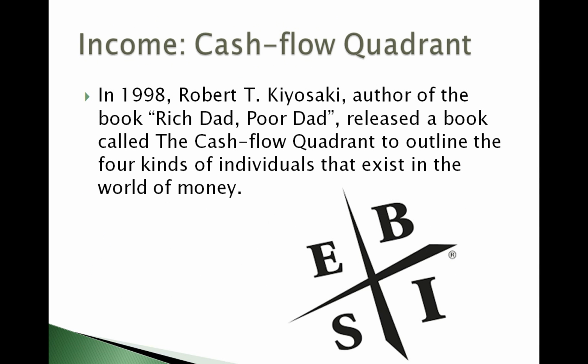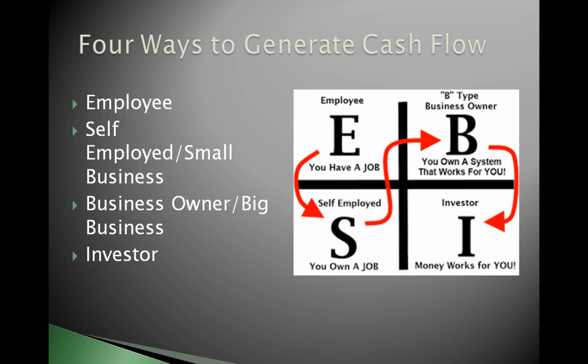Moving on, I actually want to introduce something that I got from Robert Kiyosaki in the Cash Flow Quadrant. So in 1998, Robert Kiyosaki, more famously known as the author of Rich Dad Poor Dad, released a book called The Cash Flow Quadrant. And this one outlines the 4 kinds of individuals that exist in the world of money. So you have four ways of generating income.